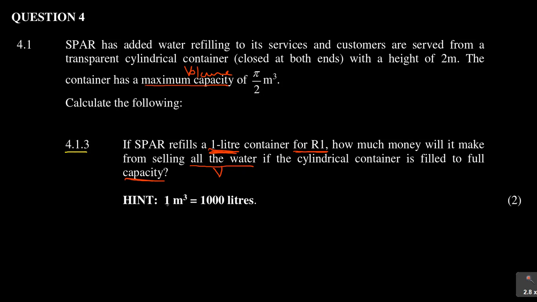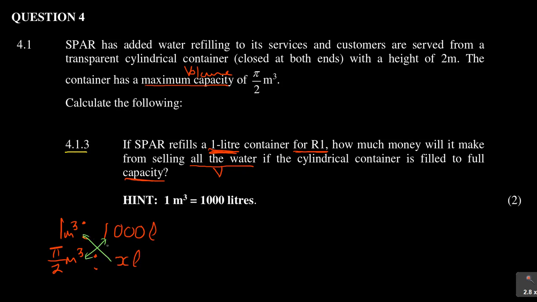So it is like a ratio, 1 is to 1000. In this case, of course, it is cubic meters, and this one is liters. So 1 cubic meter is 1000 liters. How about our pi over 2 cubic meters is to x liters. So now what you do is you cross multiply like that.